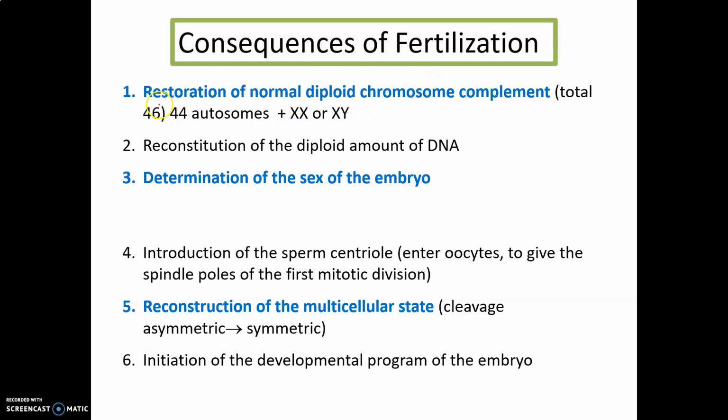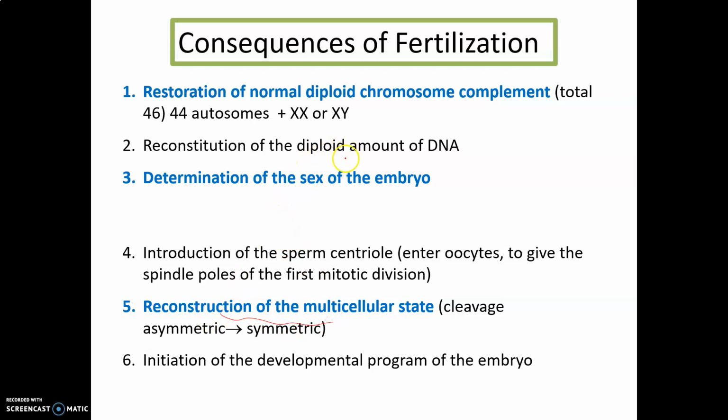Okay, daripada akan adanya restoration of 46 chromosomes, akan ada 23 pair, di mana 22 pair of autosome plus satu pair of sex chromosome yang akan menentukan jantina, adalah lelaki, the father itself. Okay, kalau dia perempuan, dia adalah 44 tambah XX. Kalau dia lelaki adalah 44 autosome plus XY. Akan adanya determination, habis the fertilization, of course lah, akan adanya determination of sex of the embryo, dan juga akan adanya reconstruction of the multicellular state.